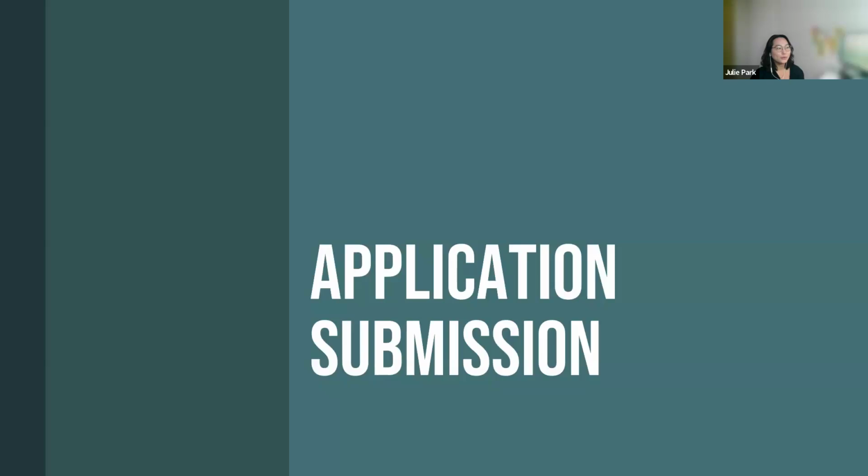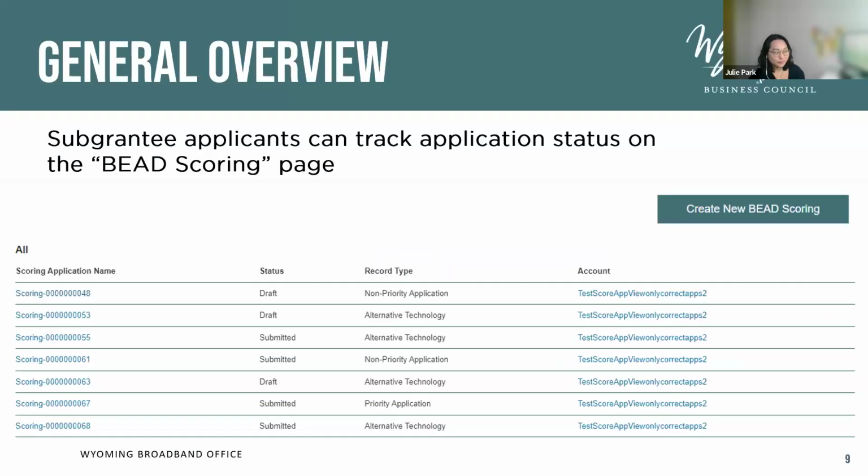Next, I'll move on to the application submission. It's going to be a very similar experience to pre-qual, but I just want to highlight some of the differences that will make it a new experience. So for the scoring or subgrantee application phase, you'll have a tab that says BEAD scoring. And when you click on it from the homepage, you'll be able to see a table. And this is an example with some test applications.